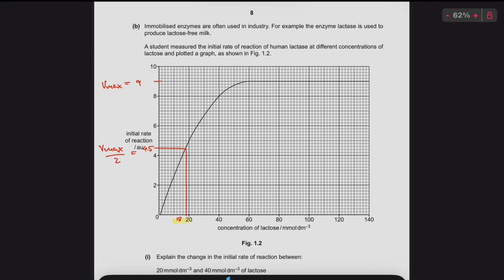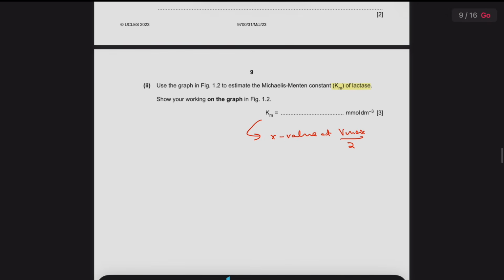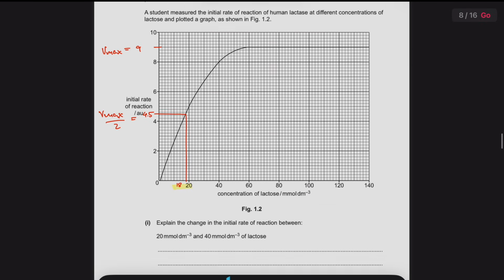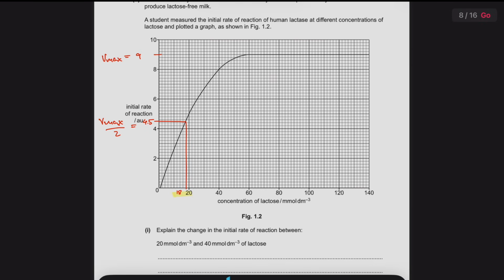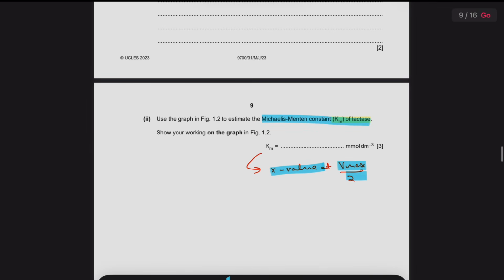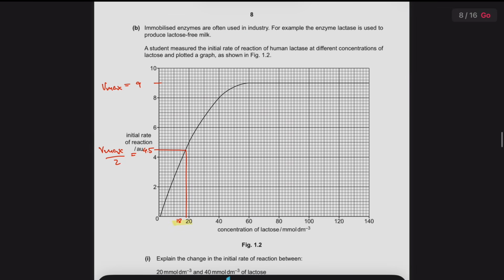Okay, so they produced a graph here, and the question I wanted to cover was this one. It's asked us for the constant of lactase. So the formula for this is you really just need to find the x value at the maximum rate divided by 2, or half the maximum rate. So what you need to do is look at your graph, find where the maximum rate is.